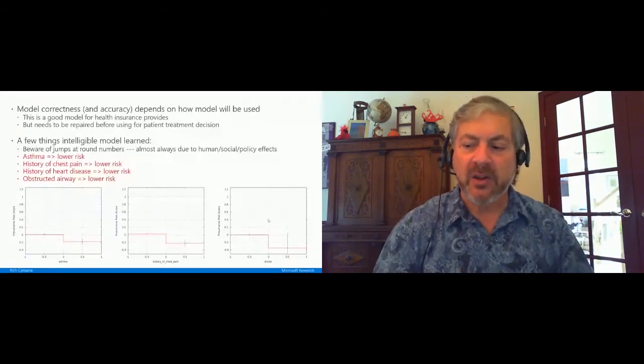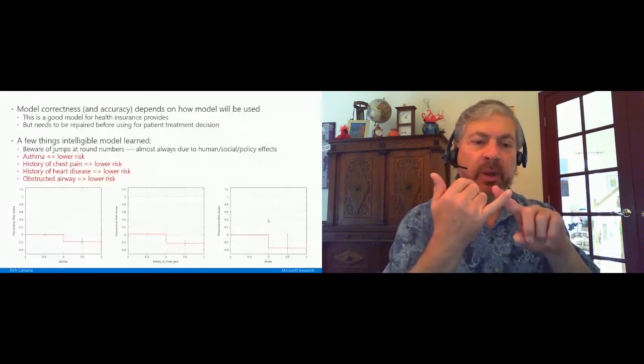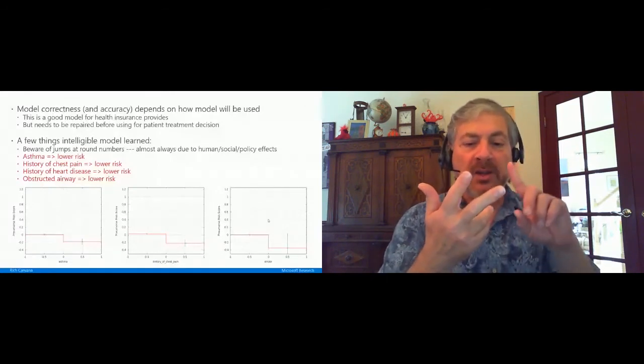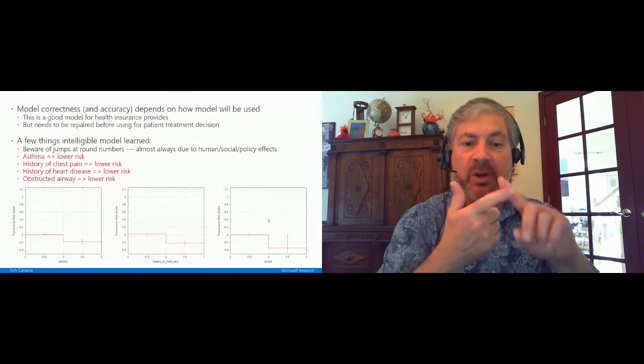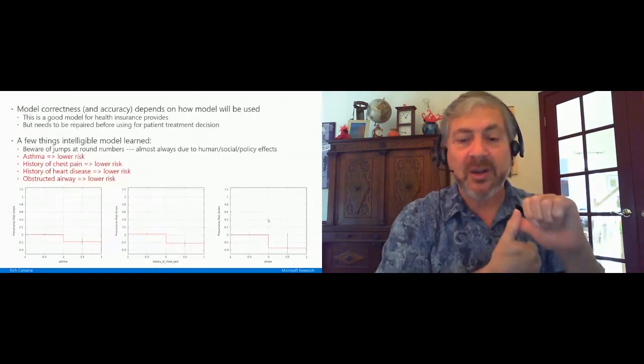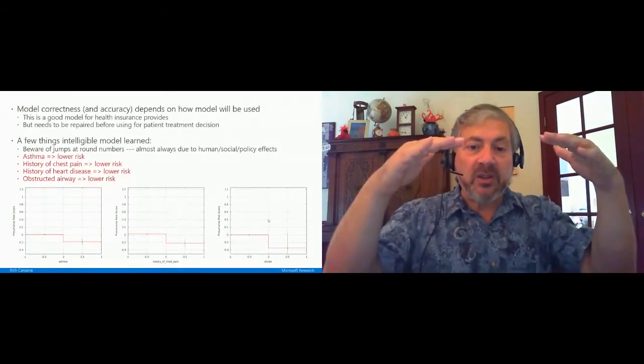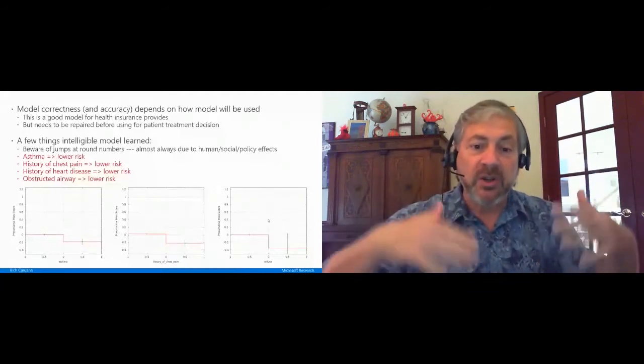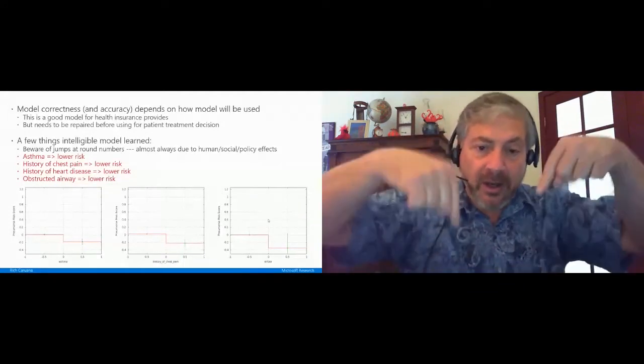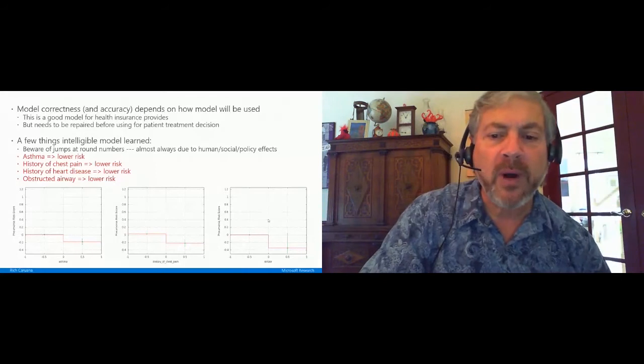Remember, the model's additive. It's going to predict that a 105-year-old patient with a history of asthma, who has a history also of heart disease and recurring chest pain, and who now has an obstructed airway, is ultimately a very low-risk patient, because all these things are additive towards low risk. We don't want the model to do that.